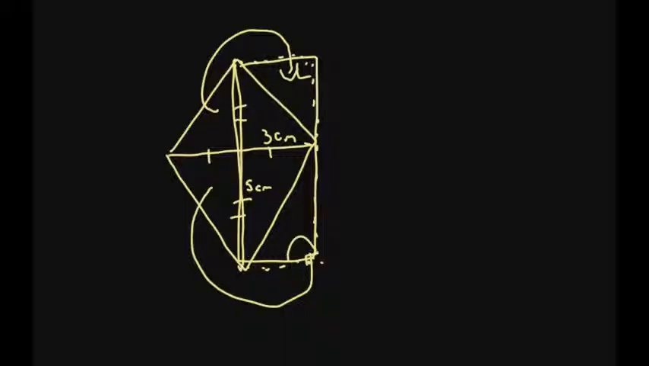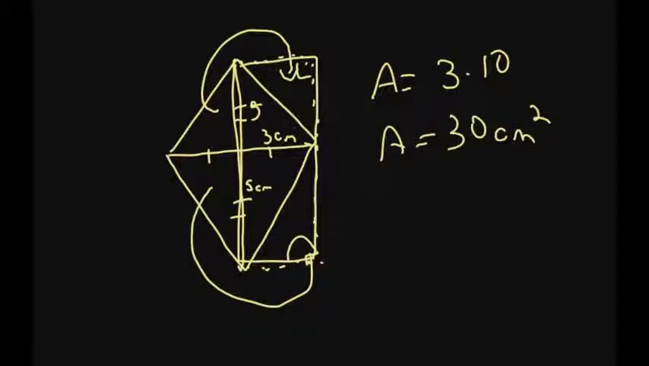So my measurements there are 3 for my height, and then my base there would be 5 and 5, so 10. So my area would equal 3 times 10. So my area equals 30 centimeters squared.